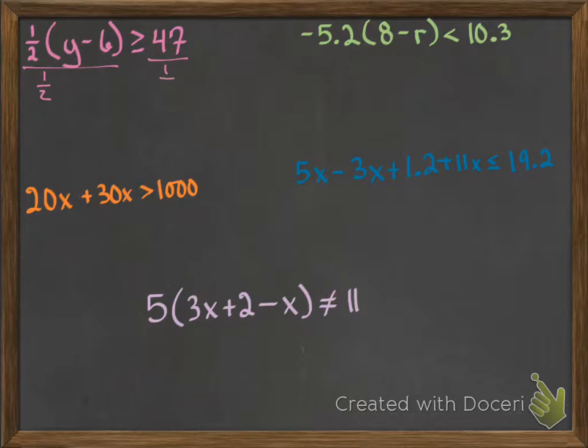So for this one, let's not distribute. Let's divide each side by 1/2. So those 1/2s on the left cancel out, and I'm left with y minus 6 is greater than, but let's figure out what 47 divided by 1/2 is.